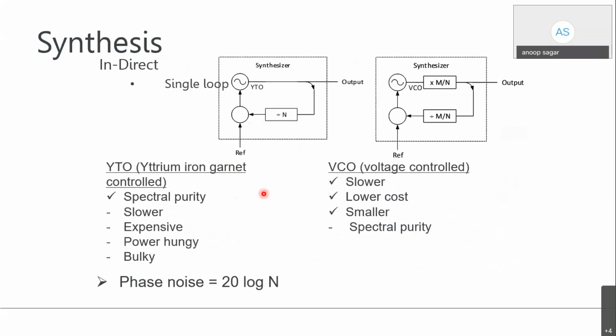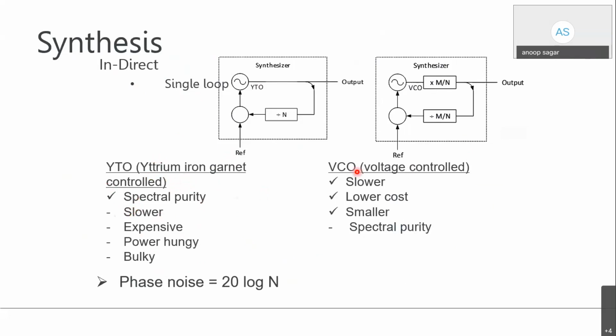And then the indirect method has two types, single loop and multi loop. In single loop, there is some hardware available. There are yttrium iron garnet oscillators, which give you very good spectral purity but are slower compared to other technology. It's expensive, requires huge power to generate your RF signal, and is bulky in nature.